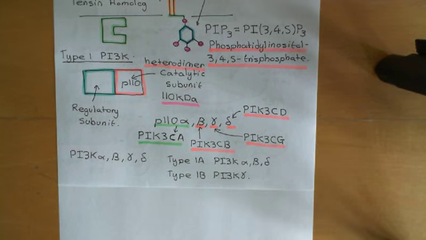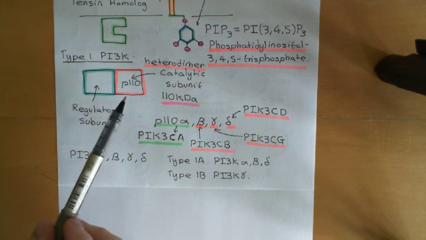Okay, so welcome back to this next video in which we are discussing the PI3 kinase AKT mTOR pathway and its involvement in cancer. Okay, right, so we've discussed that type 1 PI3 kinases are heterodimers which consist of a catalytic subunit and a regulatory subunit.